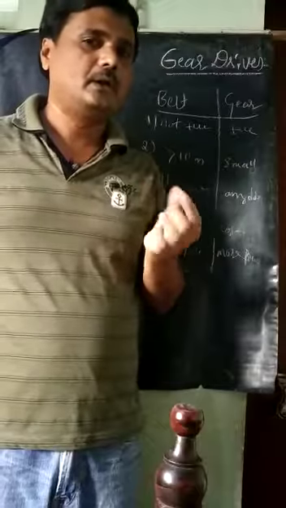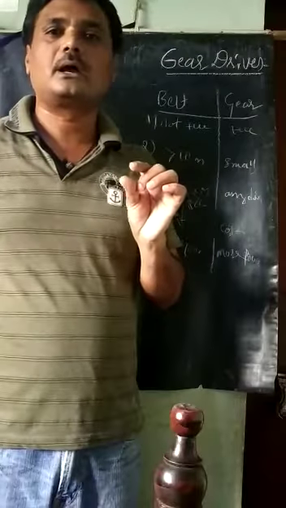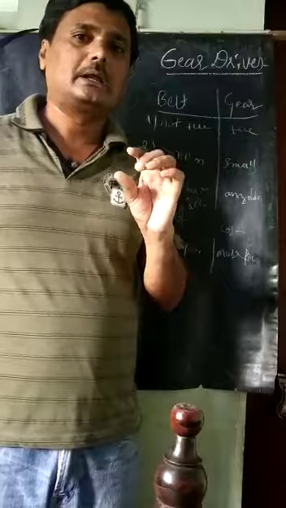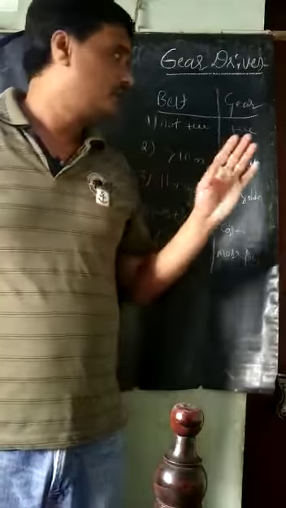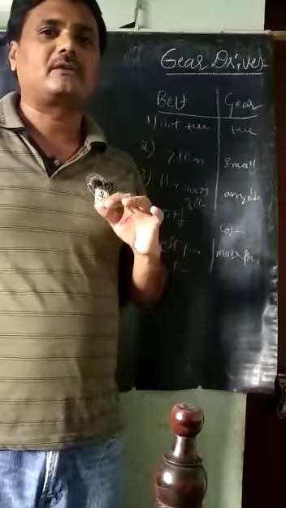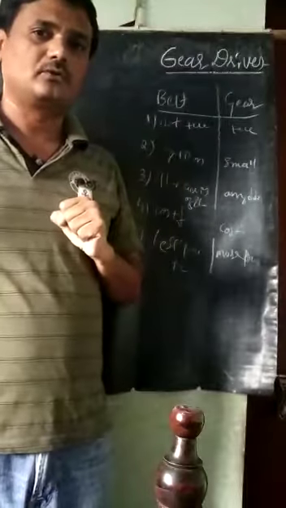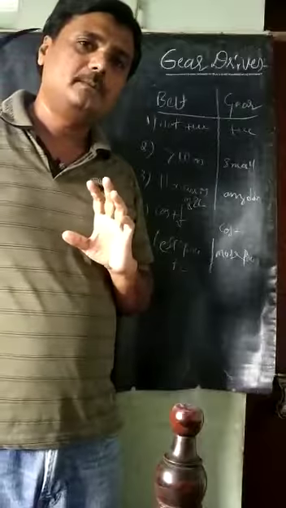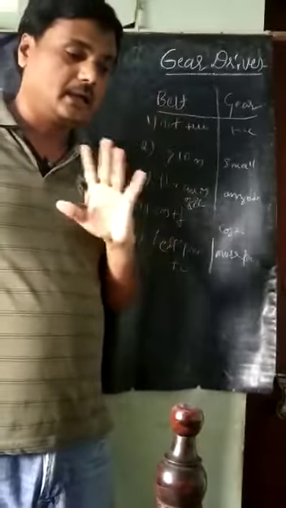In case of the belt drive, the materials used are balata and cotton. But in this case, metals are used, usually metallic gears. Some are plastic gears, and some other gears are also used. This is about the difference between belt and gear drives.